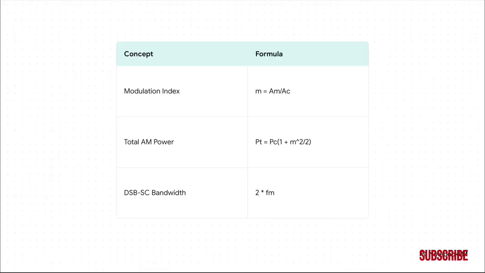All right, students, time for the high-yield summary. Honestly, take a screenshot right now because these are your essential tools for exam prep. First, the modulation index, our trick packing ratio. M equals Am by Ac. Remember to keep it at or below 1.